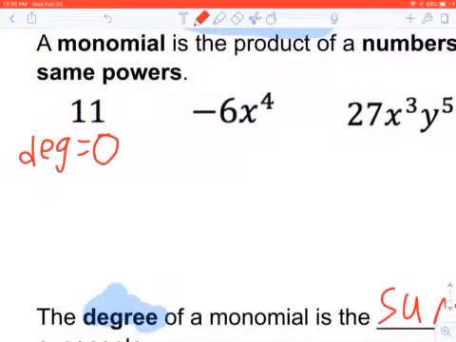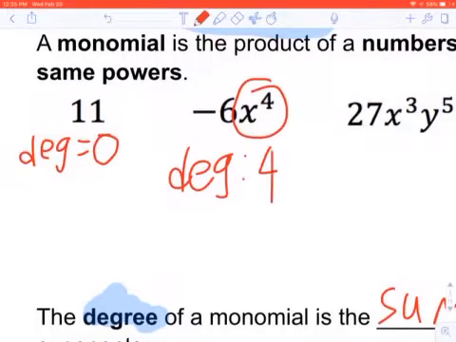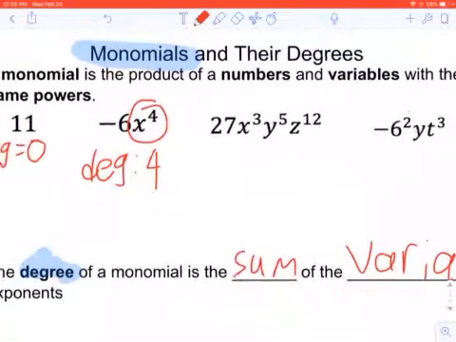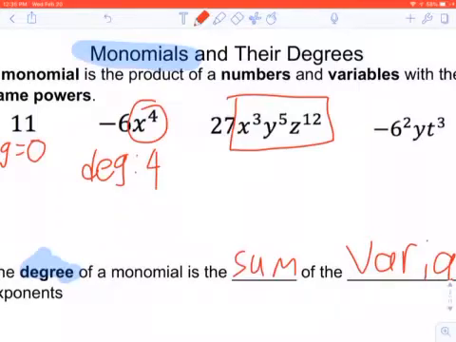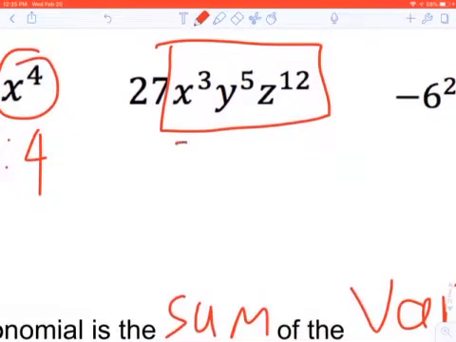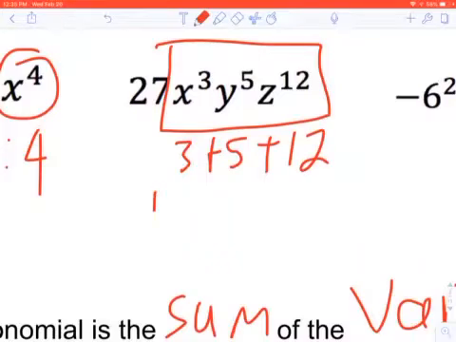-6x to the 4th has a single variable, and that power is 4, so that is degree 4. Here in our third monomial, we have 3 different variables, so we add up 3 and 5 and 12, which gives us a degree of 20.